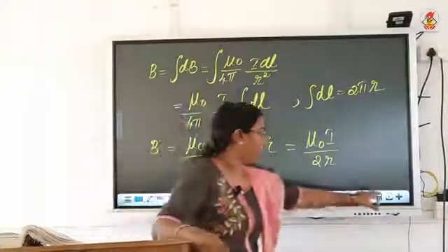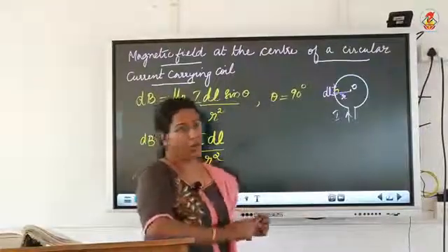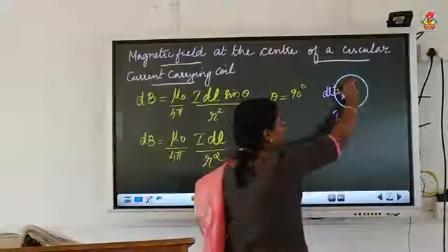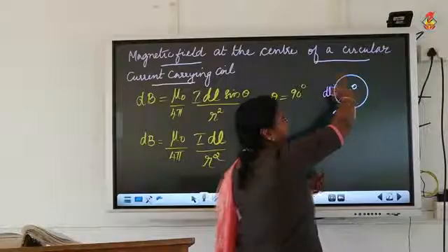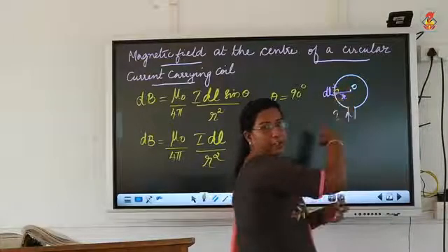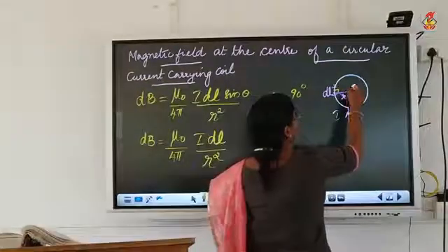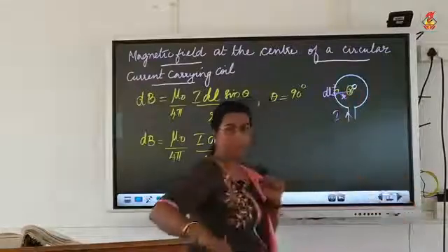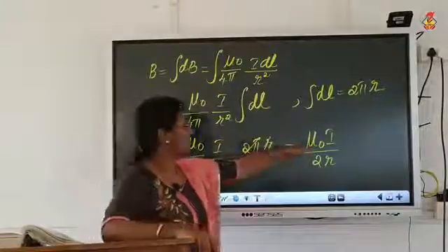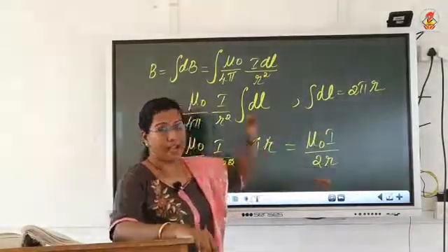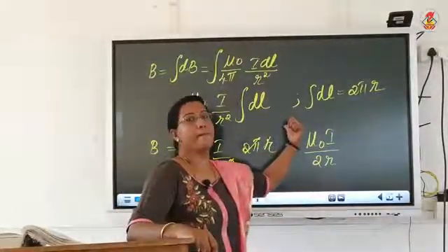So next question, what will be the direction? I must use my screw rule. Take a screw, hold the tip of the screw at point O, and rotate it from dl to r. What happens to my screw? It is going into the plane of the board, isn't it? So the magnitude of the magnetic field at the center of the coil is mu 0 I divided by 2r, and the direction of the field is perpendicular to both dl and r, into the plane of the board.